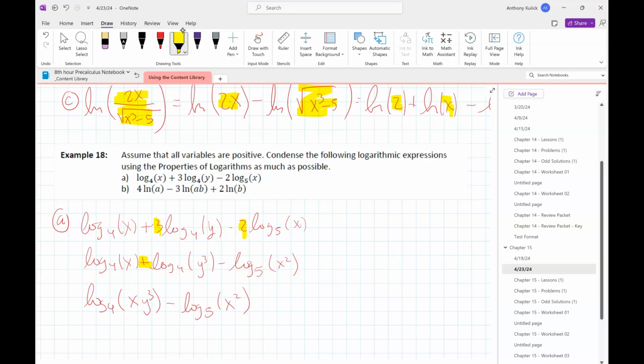Last thing I look for is quotient property. That's going to be division or subtraction outside of the logarithm. I see subtraction right there, but wait! It's not actually a quotient property. Why not? Even though I have subtraction going on between two logarithms, why can I not apply the quotient property here?